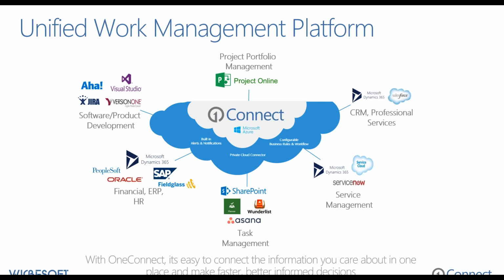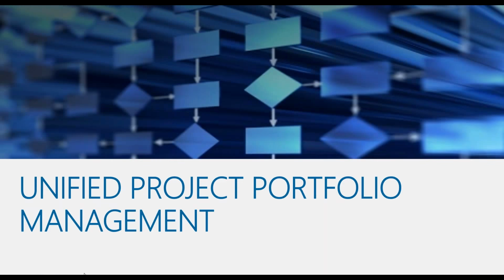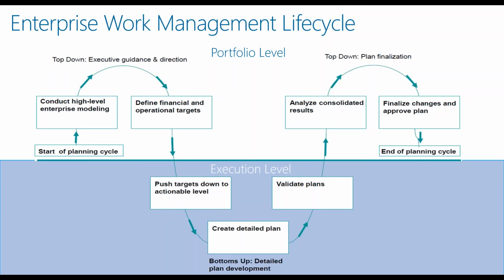So let's talk about some of the use cases that we might use for OneConnect. Unified project portfolio management is one of them. So when we look at a work management or portfolio management process, it really goes from a top-down process to more of a bottoms-up process and then ultimately to top-down decision making. So if we look over here on the left, we see that there's executive guidance where they start a planning cycle and have high-level enterprise modeling to define financial and operational targets, and then maybe define some higher-level initiatives that they'd like to embark upon to fulfill those goals and objectives.